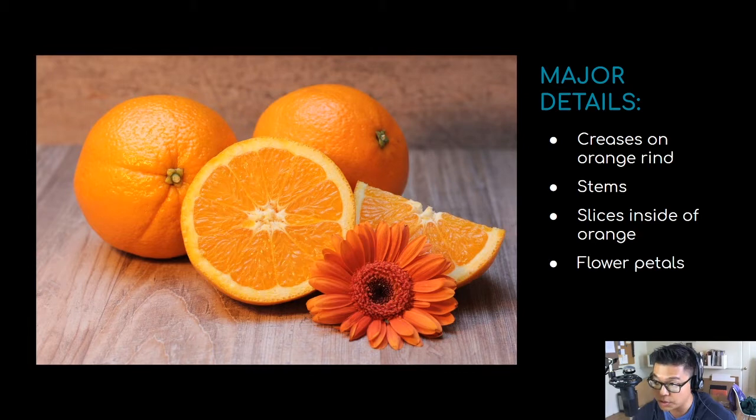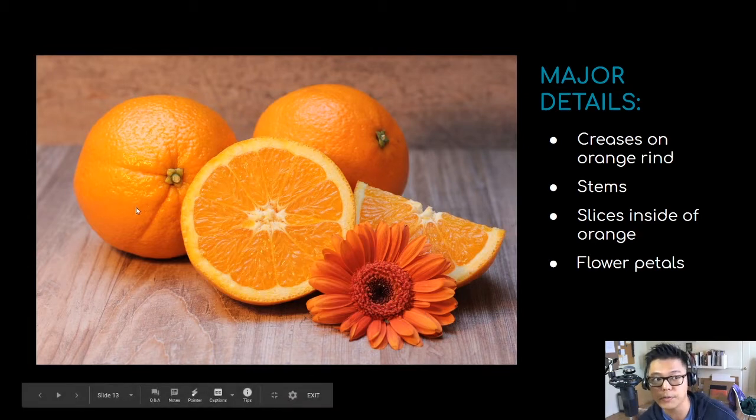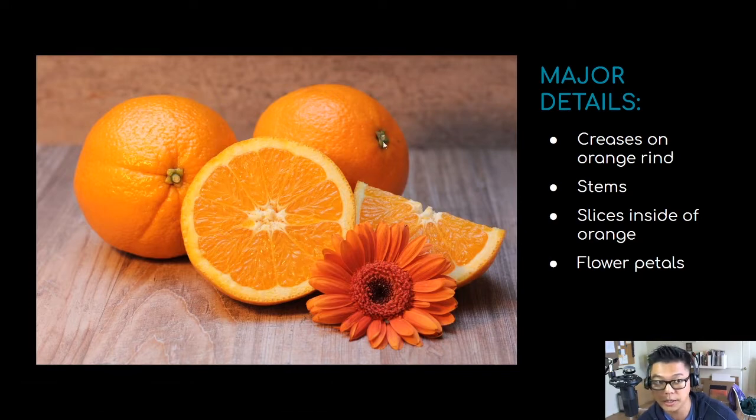We've got the creases on the orange rind. I'm going to point to that with my mouse. I'm talking about these large lines over here that are coming out of the stem, all right? Next item is the stem. There I'm talking about what I'm circling over here. It's the part that used to be attached to the tree.